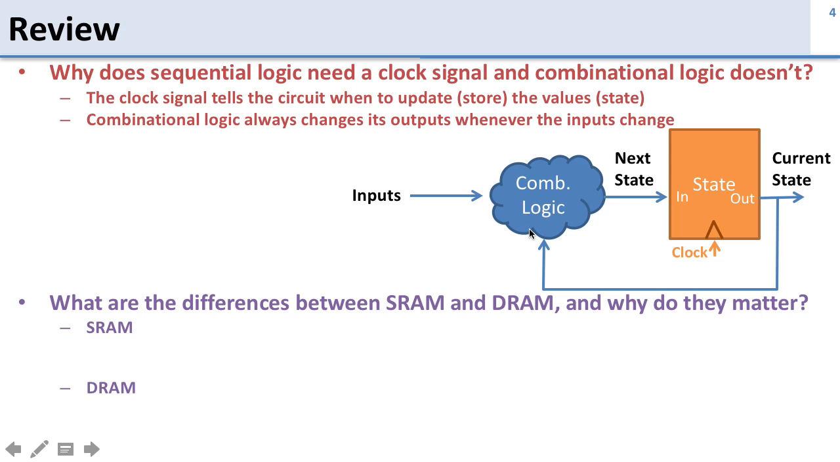So the combinational logic's job is to take an input and take the current state and figure out what the next state is, and the state element, or the flip-flop here, its job is to store the previous state until the clock comes around, in which case we'll update to the next state.